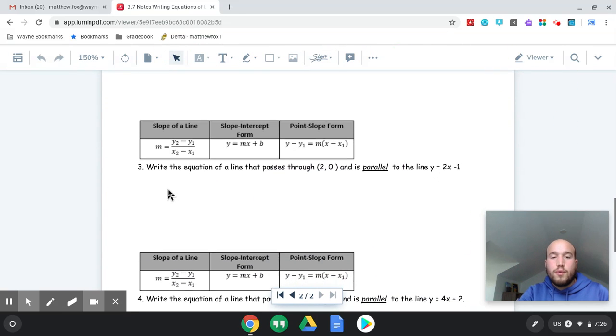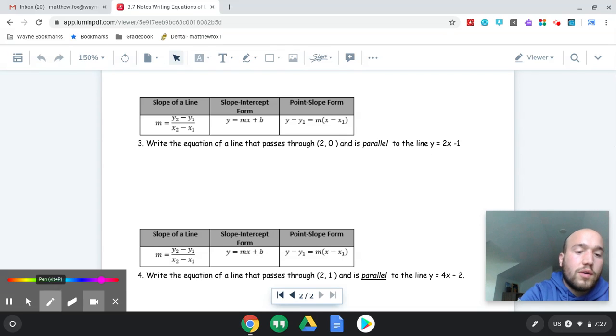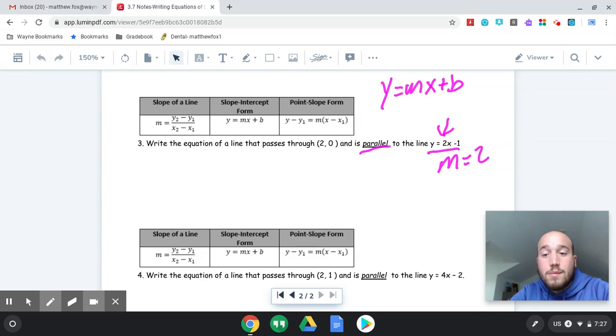So once again, we have our formulas. It says write the equation of a line that passes through (2, 0) and is parallel to the line y equals 2x minus 1. If it's parallel, we know it has the same slope. So what we need to do is first establish the slope of this line. Hopefully you remember from the formula y equals mx plus b, we're looking for the m, what's right in front of the x. So right here is our m. Our m is 2, and if it is parallel, that means it's the same. So the slope has to be 2.